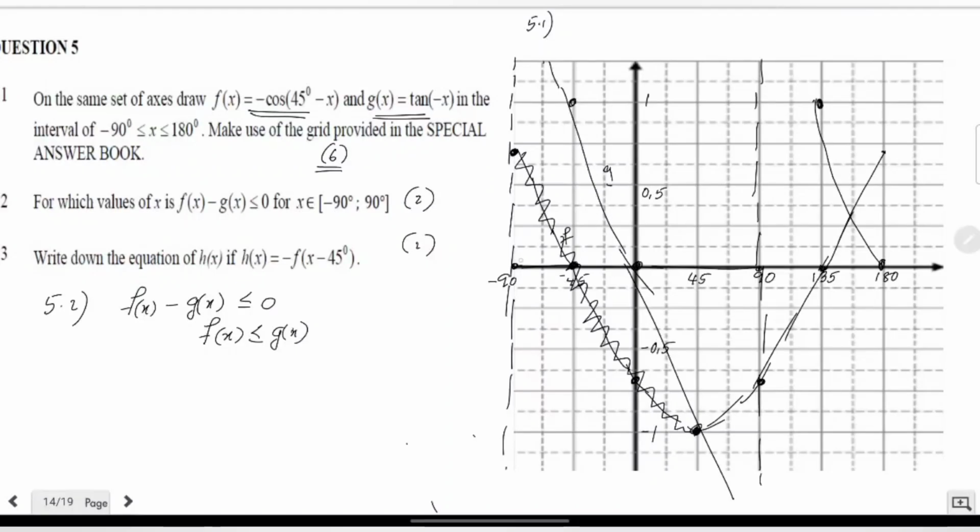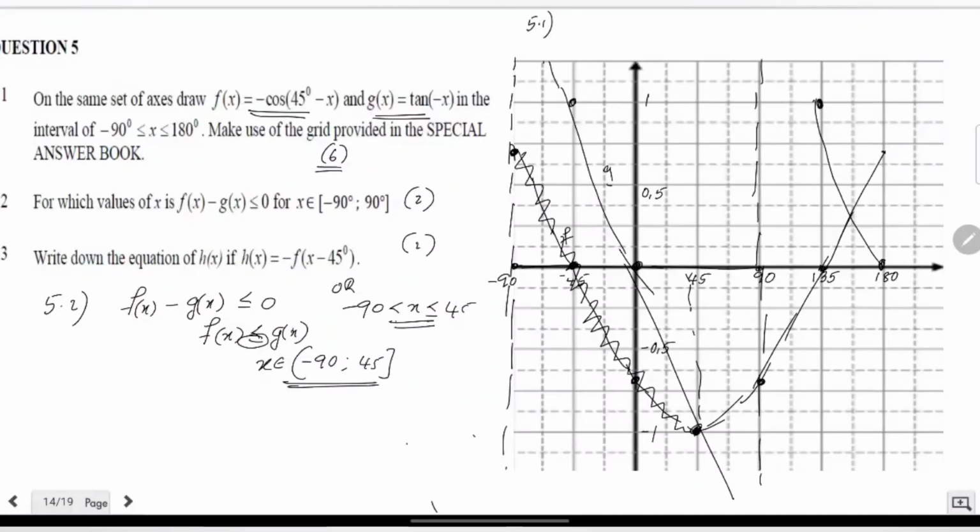So the x values start from minus 90 up until 45, isn't it? But minus 90, remember, is an asymptote. So how do you write the answer? All the x values starting from minus 90 up until 45. This is a closed bracket because the equal to sign is there, so the limit is included, but here it is open. This is how you have to write. Or we can write minus 90 less than x less than or equal to 45. This is also fine.